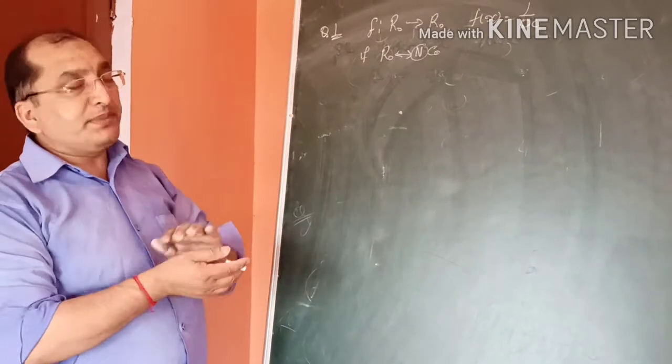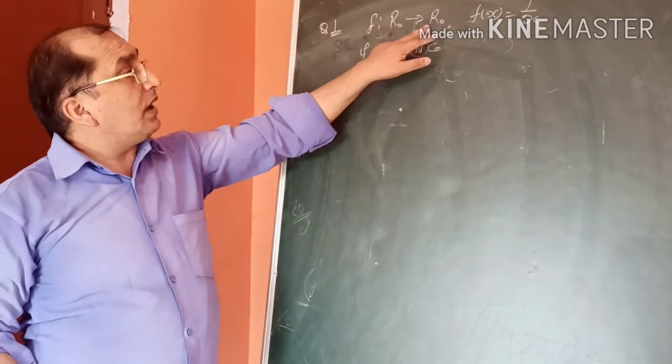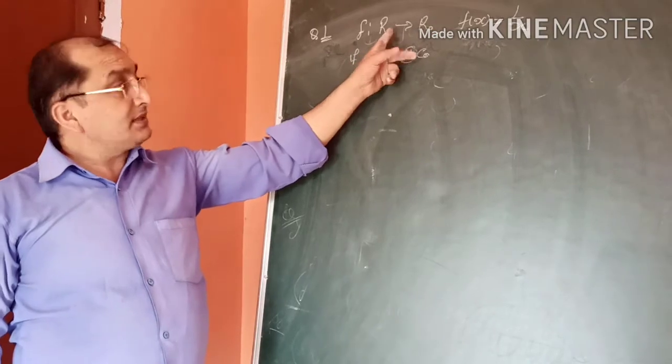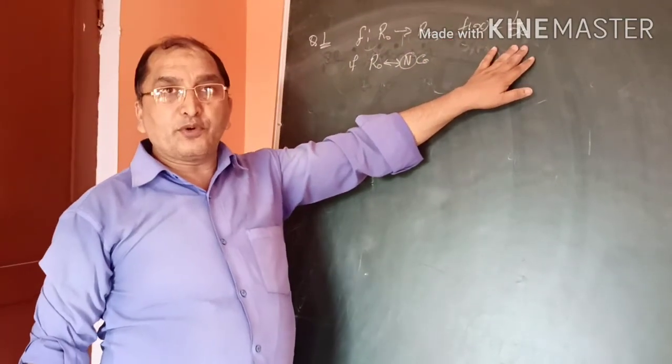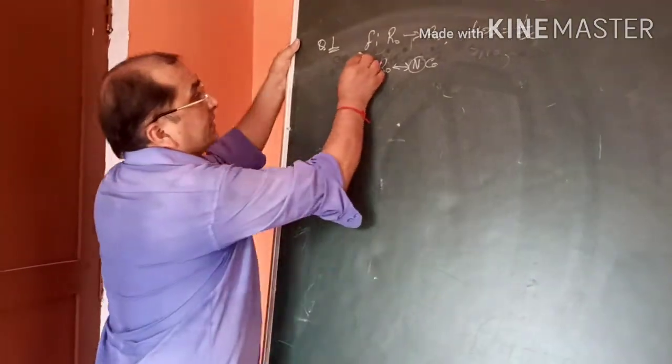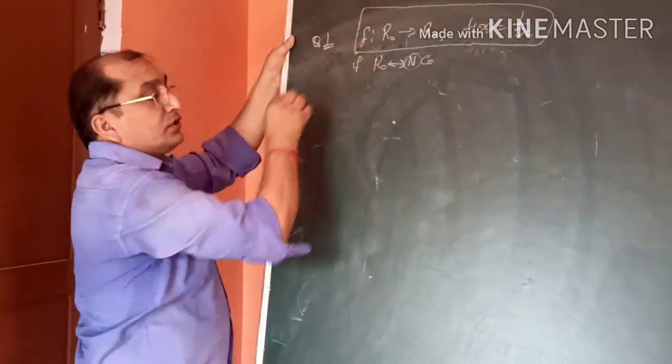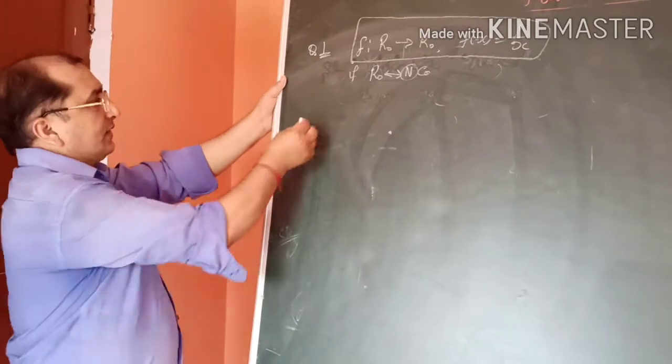Question number 1 has been given: f from R0 to R0, where R0 means non-zero real numbers, and this is also non-zero real numbers, defined in such a manner that f of x equals 1 upon x. And we have to prove that this is one-one and onto.